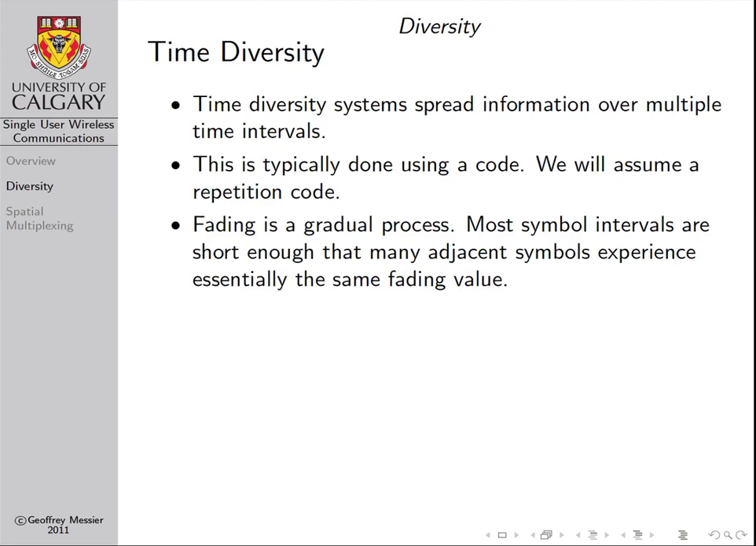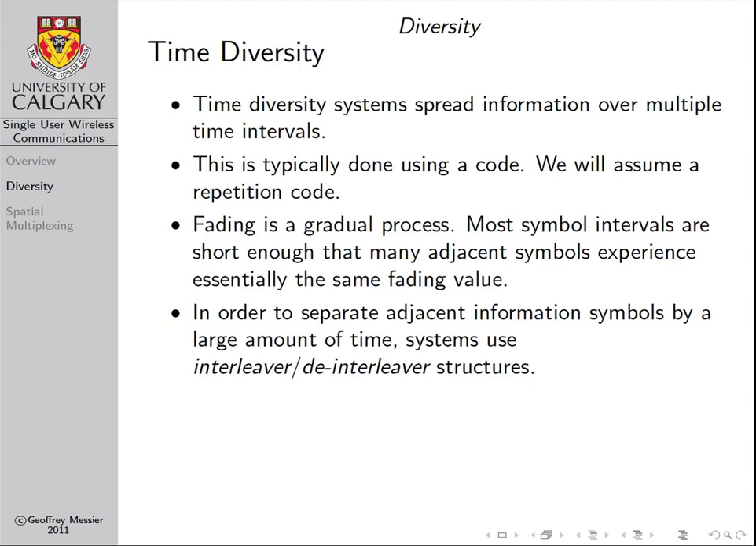So we would have to repeat a transmitted symbol thousands and thousands of times in order to span multiple coherence intervals. And that's just too much redundancy. That slows our system down too much. So with any sort of practical length repetition code, we're faced with the problem that the coherence intervals are so long that all of our repeated symbols are essentially going to experience the same fading value.